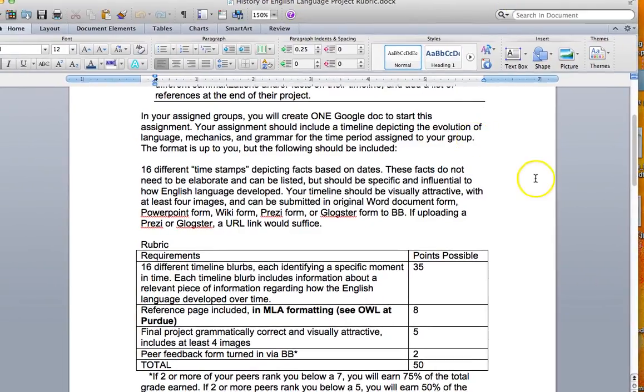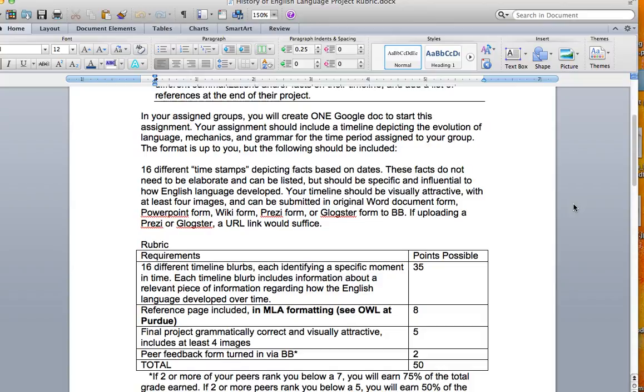And what you're going to do is create one Google Doc. That director is going to create one Google Doc. They're going to invite all of the other students in there, and then you're going to talk within your group about how you'd like to format it. It can be a PowerPoint, a Prezi, a Glogster, however you want to do it. It can be a wiki.